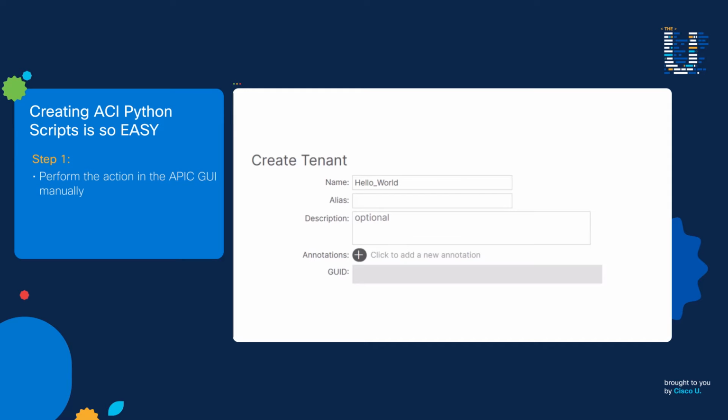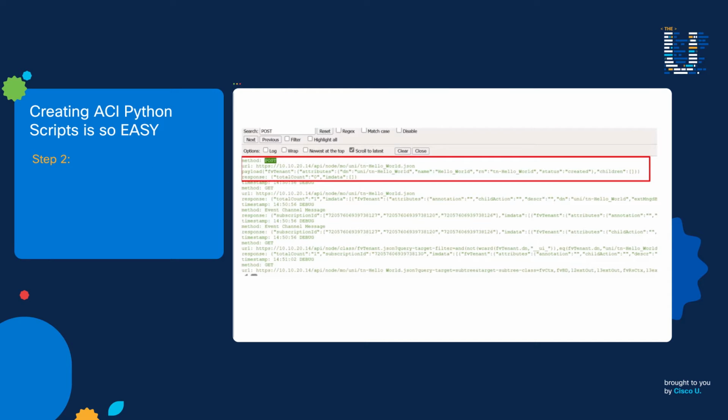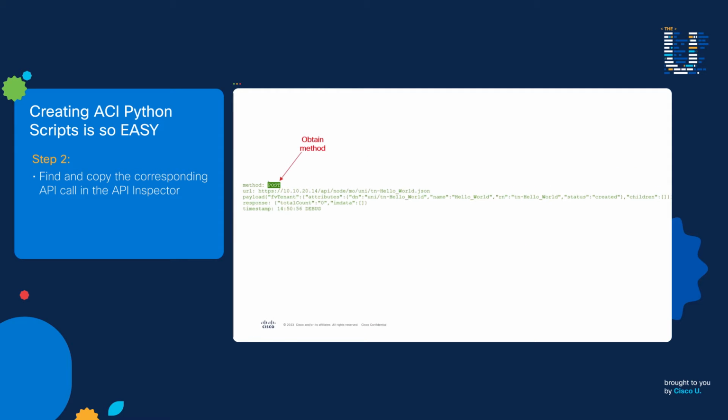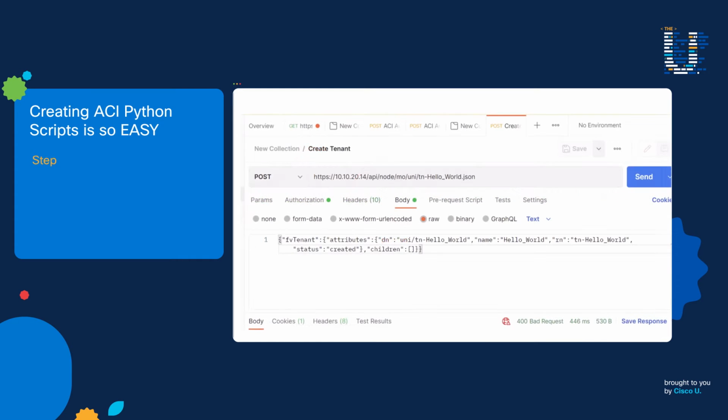Step number one, you're manually going to perform the action you want to automate at the APIC GUI. Step number two, we're going to have something called the API inspector open. We want to find the API call used to create the tenant. We are going to copy and repurpose that data from the API inspector. And then we're going to move on to step number three.